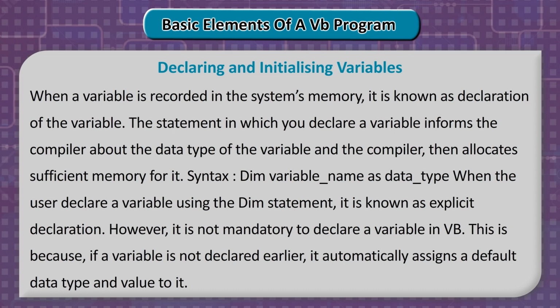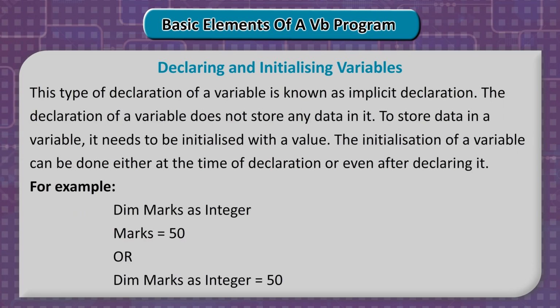However, it is not mandatory to declare a variable in VB. This is because, if a variable is not declared earlier, it automatically assigns a default data type and value to it. This type of declaration of a variable is known as implicit declaration. The declaration of a variable does not store any data in it. To store data in a variable, it needs to be initialized with a value.